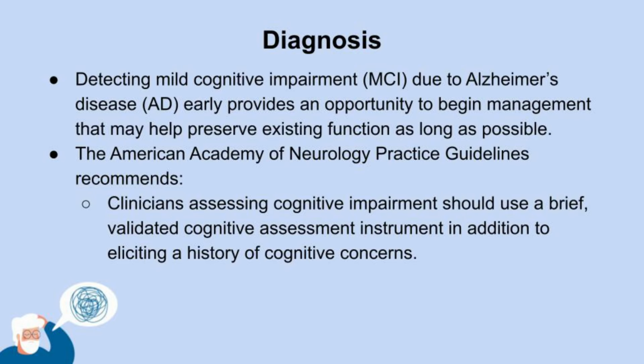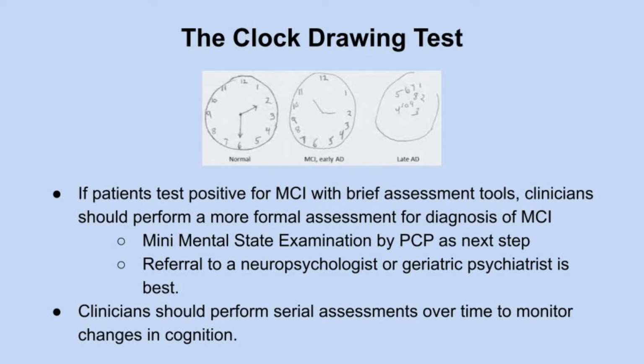Detecting mild cognitive impairment due to Alzheimer's disease provides an opportunity to begin management that may help preserve existing function as long as possible. So the American Academy of Neurology practice guidelines recommend that clinicians assessing cognitive impairment should use a brief, validated cognitive assessment instrument in addition to eliciting a history of cognitive concerns. The most commonly used instrument is called the clock drawing test.